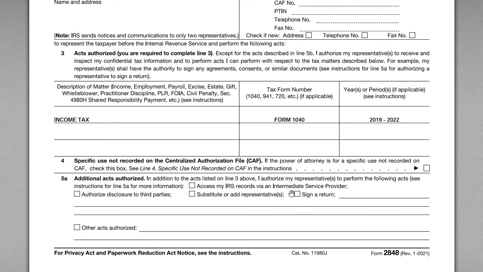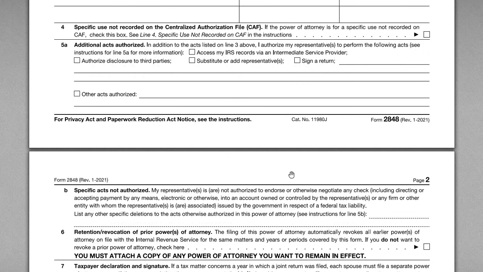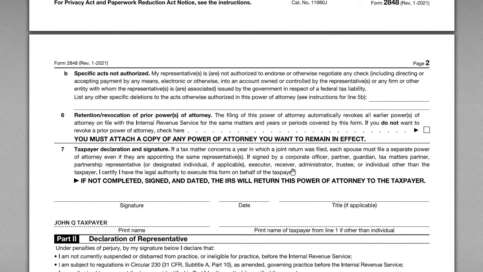Now, signing a return is another big one. Taxpayers must sign their own tax returns, absent very limited circumstances. Generally, if you're injured or if you're continually outside the U.S. and you don't have the ability to sign your return, you can grant an individual the ability to sign a return on your behalf. Okay, so let's move on to page 2 here.